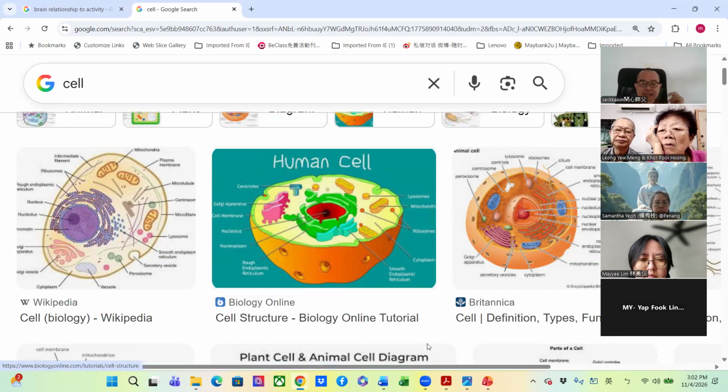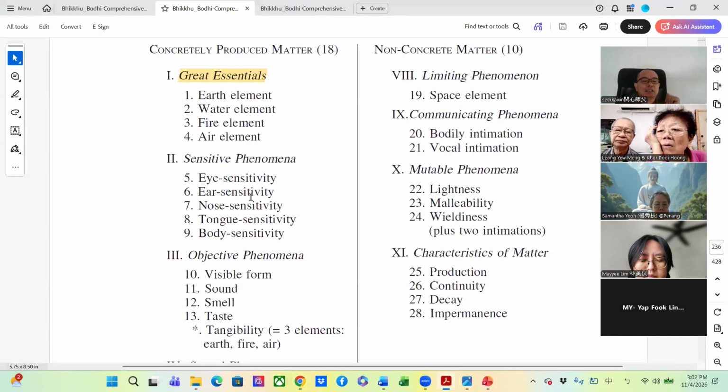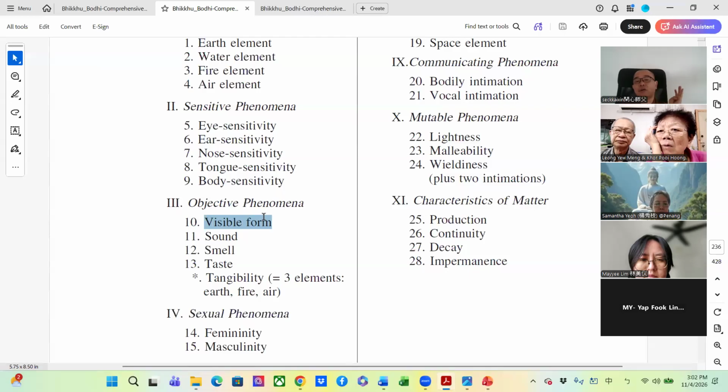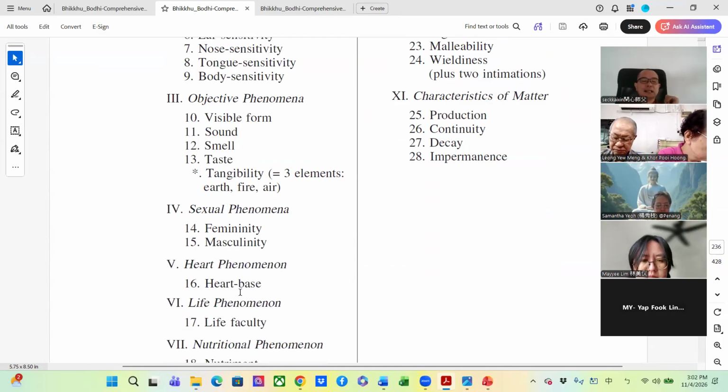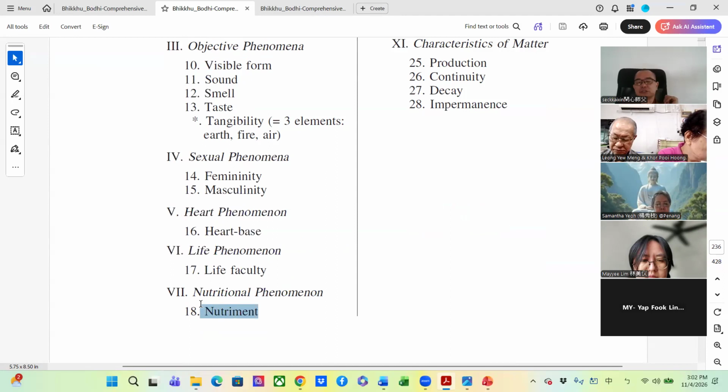Okay. Then besides, according to abhidhamma, they also got the visible form. Visible form is the color. They got the color. Then they got the smell also. I also don't know how to see the smell from the cell. And the taste, I think got the taste also. It's a tangible. And then the last one, it got the nutrient.